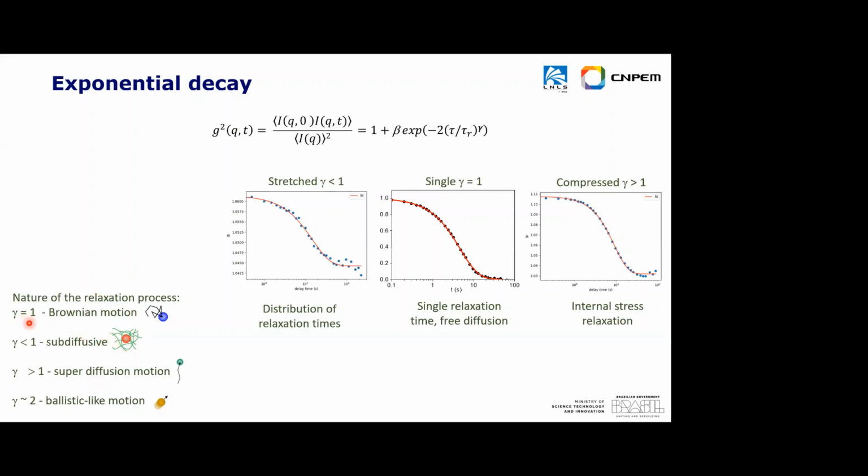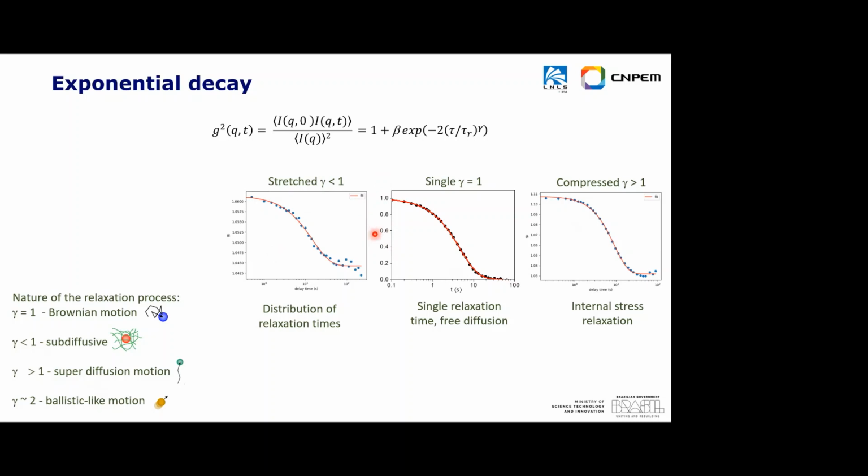process. So, for example, if you have a single exponent, so gamma equal to 1, it means that you have a single relaxation time. It's a free diffusion, so it's characteristic, for example, of a Brownian motion. If you have a stretched exponent, we have a distribution of different relaxation times, so it's very common in subdiffusive motion. And when you have a compressed exponent, we have an internal stress relaxation, so it's very common to be observed, for example, in gels, polymers, and it's characteristic of superdiffusive motion.